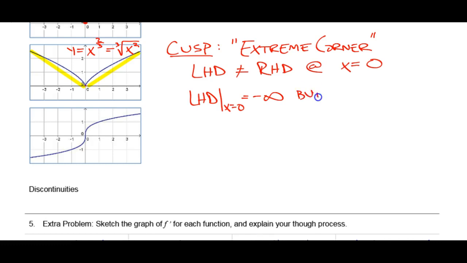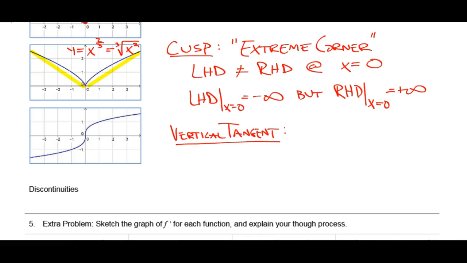But the right-hand derivative at x equals 0 goes off towards positive infinity, because the slope instantaneously changes from negative to positive at x equals 0. Okay? So, again, not differentiable at x equals 0. X to the 2/3 is not differentiable at x equals 0. Our third and final example here is a vertical tangent. And for a vertical tangent, we have f prime of c is equal to positive infinity.